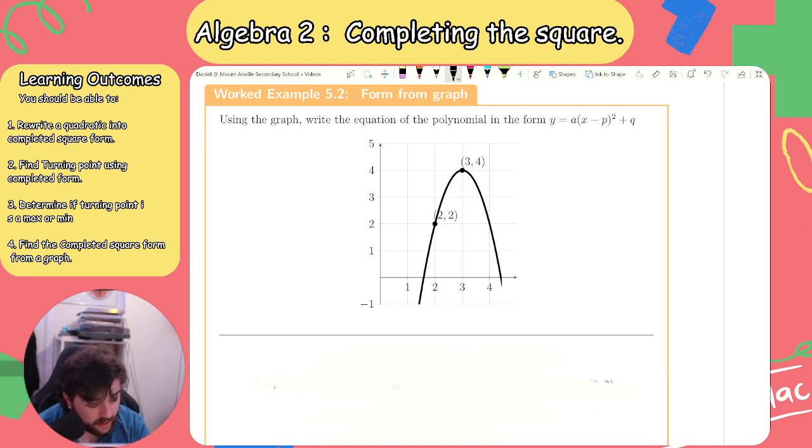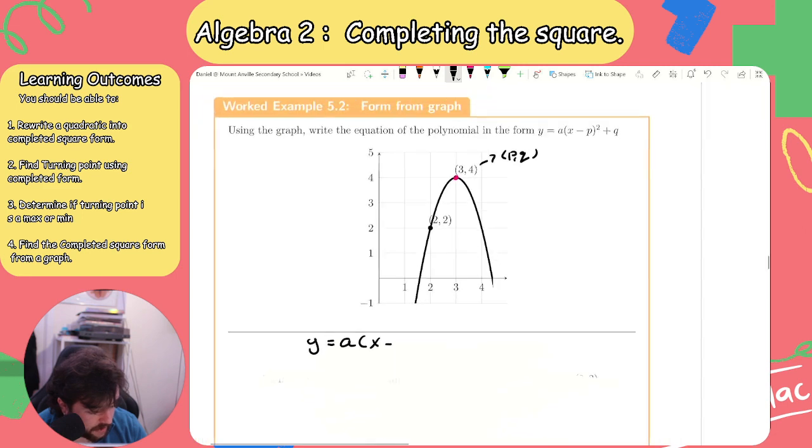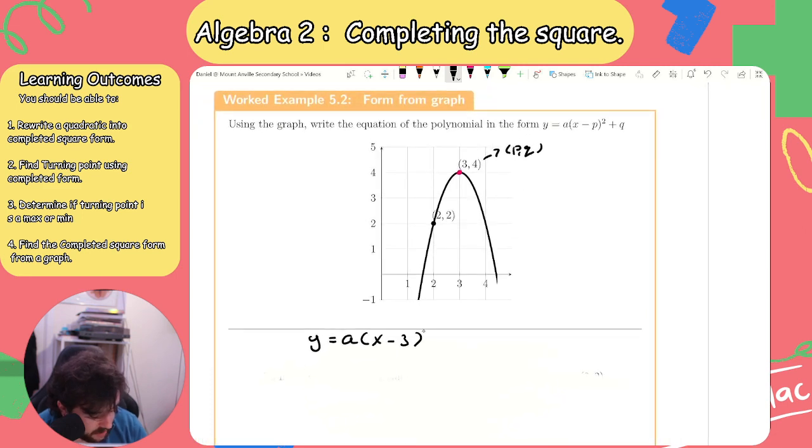So use the graph, write the equation of the polynomial in the form y equals a times (x minus p) all squared plus q. So I have 2 points on this graph. This point here is my turning point, (3, 4). So I know y equals a times (x minus p) squared plus q, so p is equal to 3 and q is equal to 4. So it'll be (x minus 3) all squared plus 4. Now I need to figure out this a, but I have one more point here, this (2, 2).